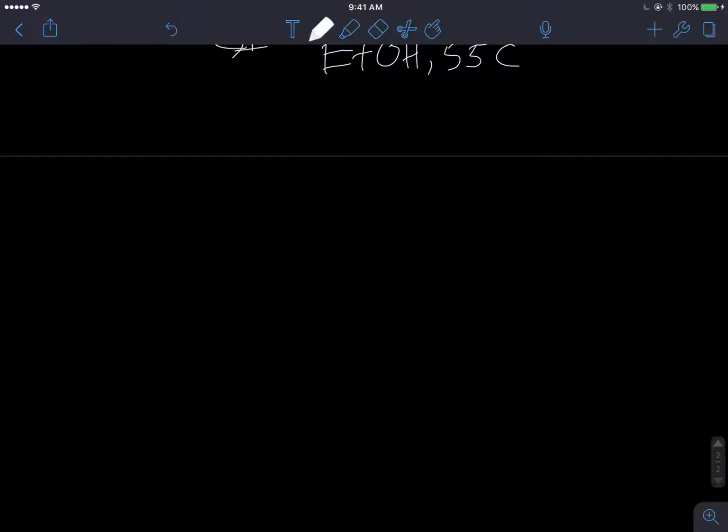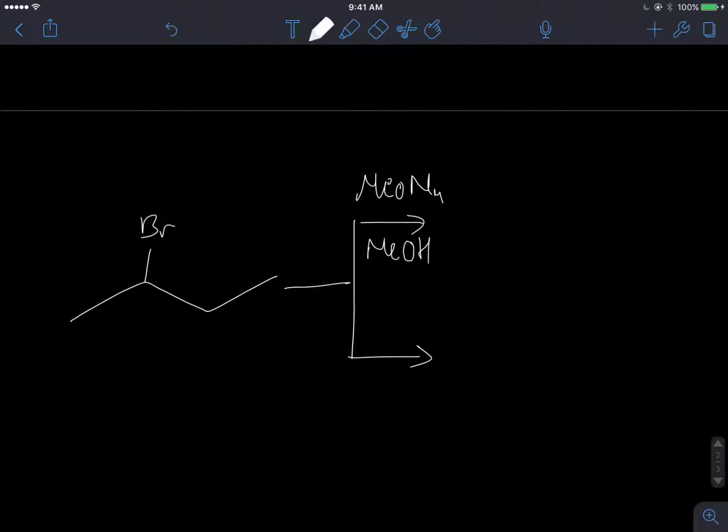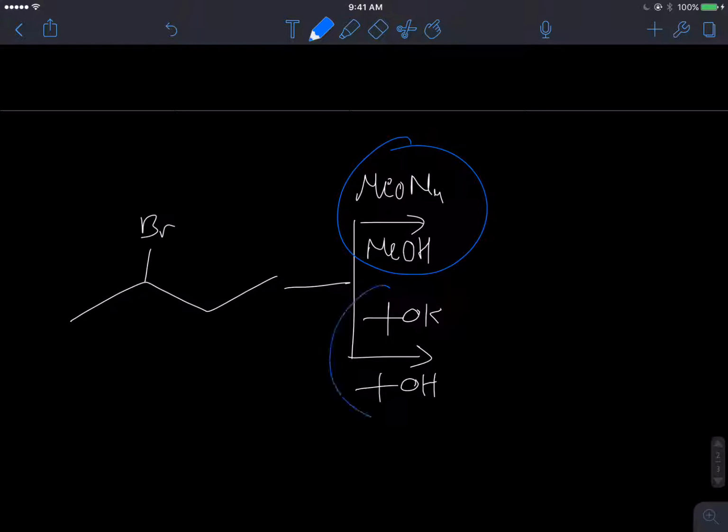So another example, and I put bromine, and then I'm gonna use two different bases. The first one is MeONa in MeOH. The second one is tert-butoxide in tert-butyl alcohol. What's the difference between these two right here? This nucleophile in this solvent is a regular base.